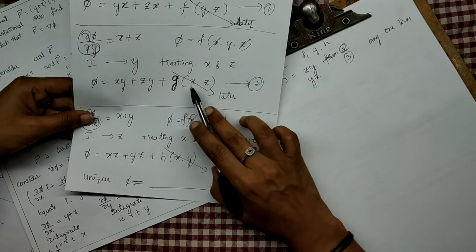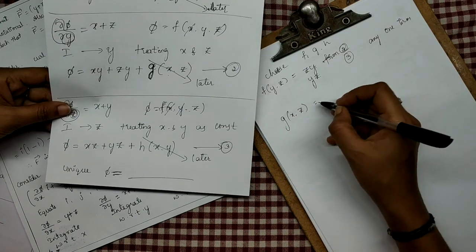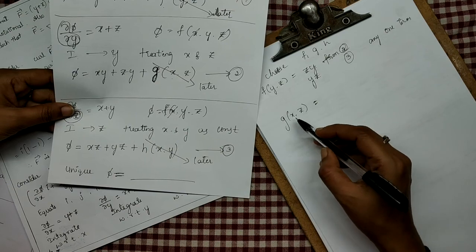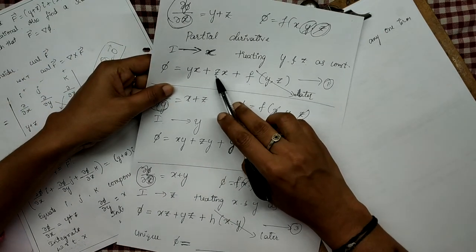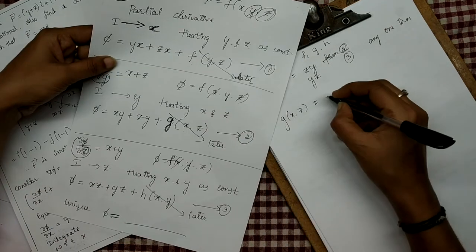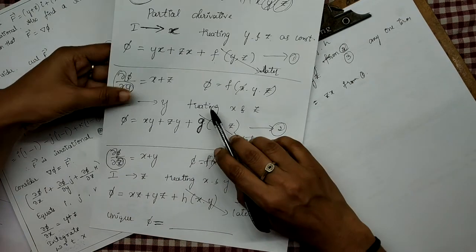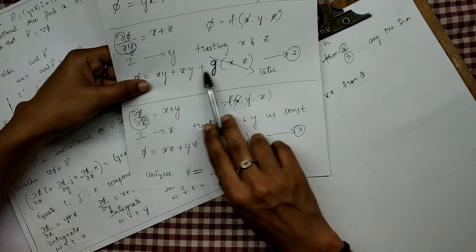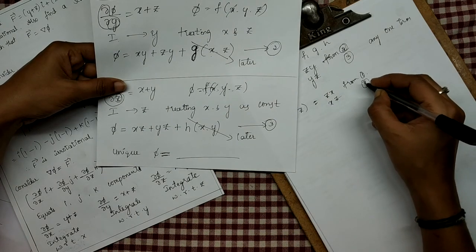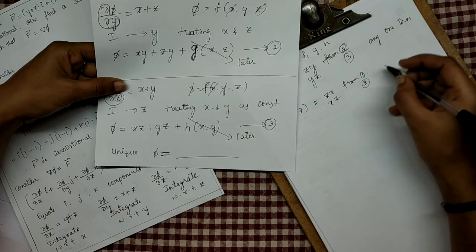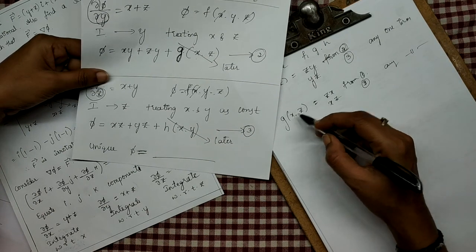Okay, similarly, search for g of x comma z. See, what is g of x comma z? You have to search for the terms which are purely a function of x and z. See, x and z, only these two terms are there. Y is not there. See, zx, which is from equation 1. Now, xz is there. That is from equation 3. Now, zx and xz both are the same. Any one term you can take for this g of x comma z.